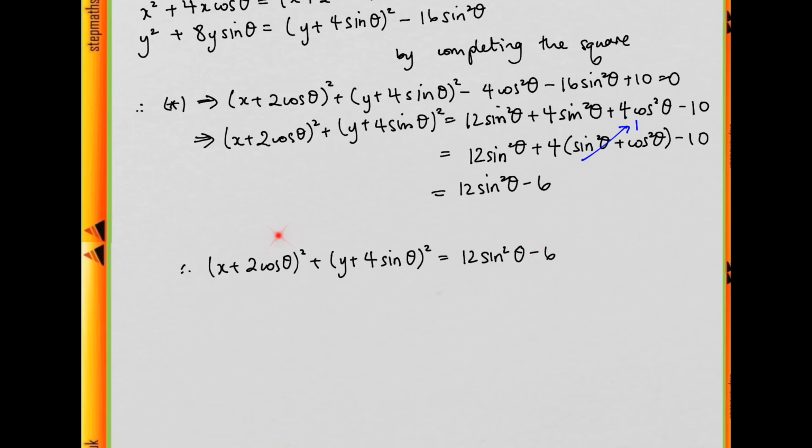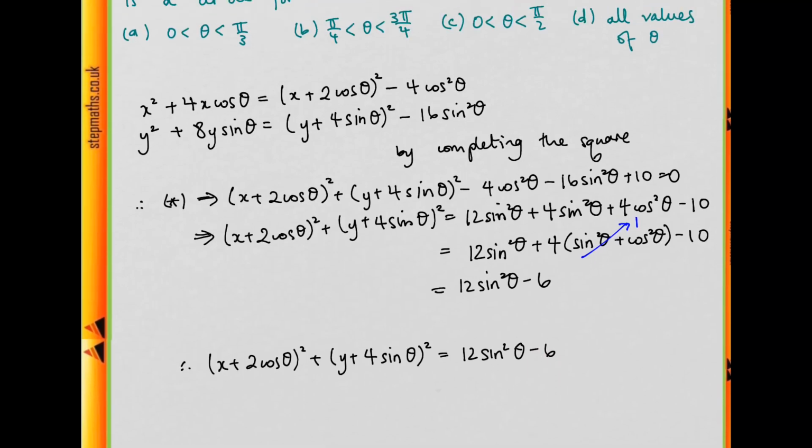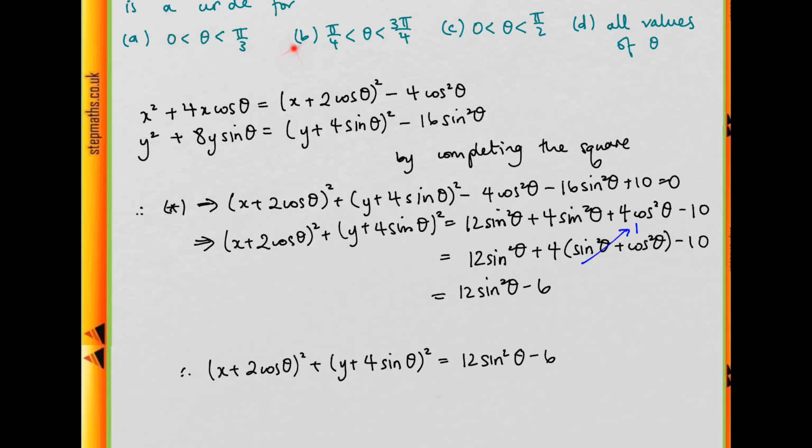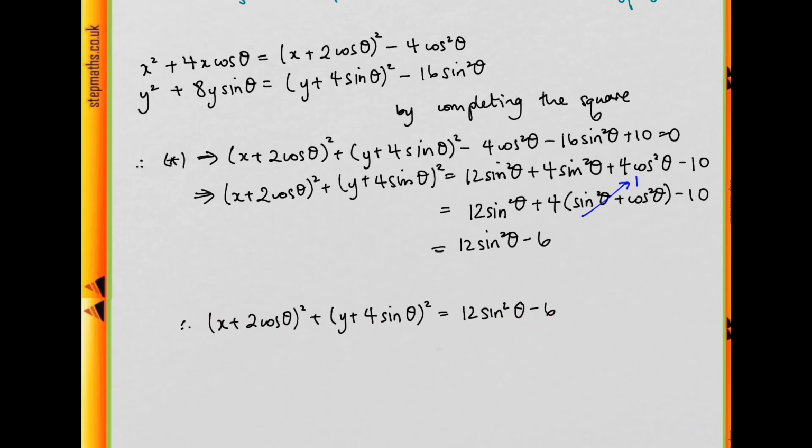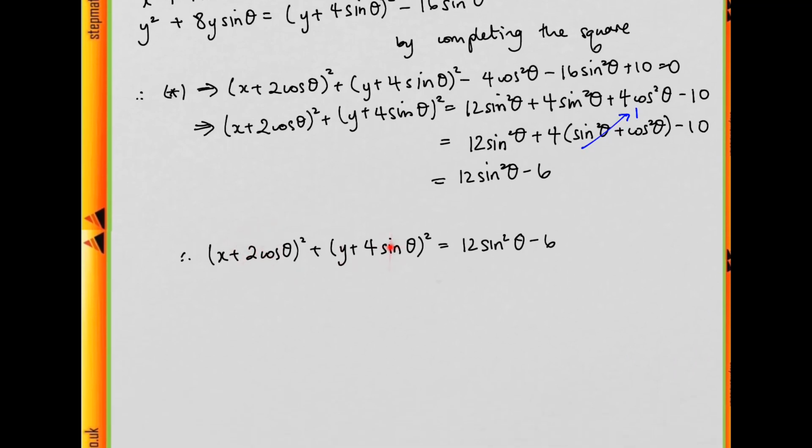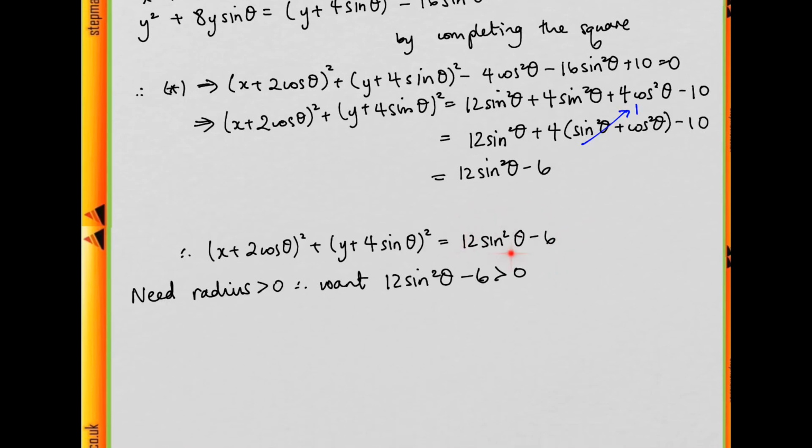Okay, so we see we've rearranged star to look like this. And if this were the equation of a circle, then we would have the circle center being minus 2 cos theta, minus 4 sine theta, and the 12 sine squared theta minus 6 would be its radius squared. So we want to know for which of these ranges of theta is this the equation of a circle? Well, the center of the circle doesn't pose any restrictions, but we do need the radius to be greater than 0, which means we need this right hand side to be greater than 0.